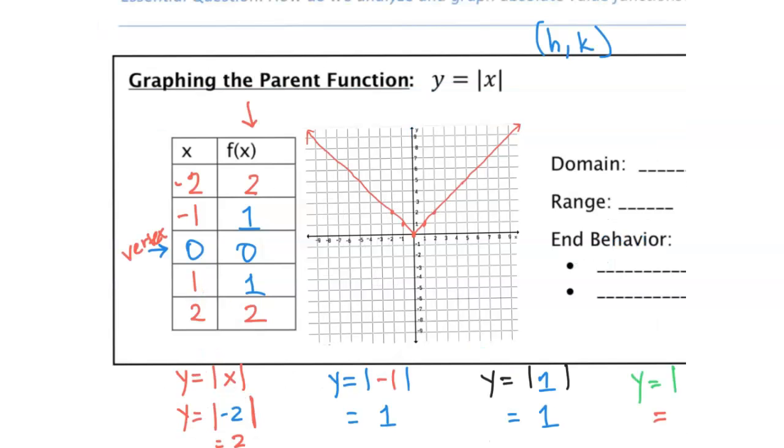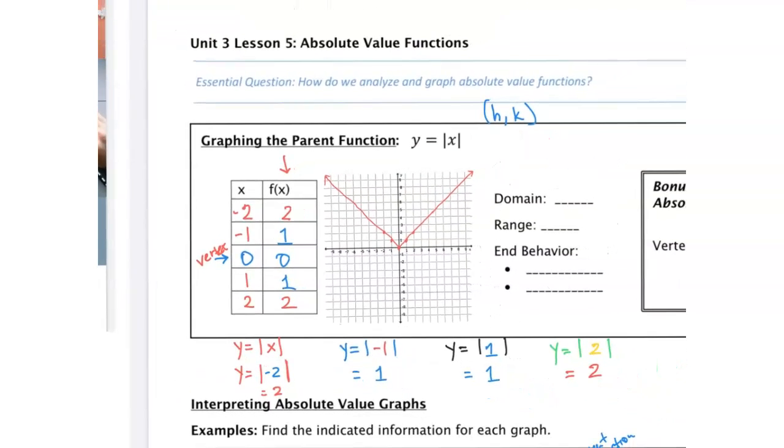All right, so here we have our graph. So our graph of the absolute value function looks like a V. Whenever we graph it, it looks like a V. Our domain for our absolute value function is all real numbers. Remember, that's all of the possible x values. And our range is very similar to how we figure out our range for quadratic functions. We're looking at all possible y values.